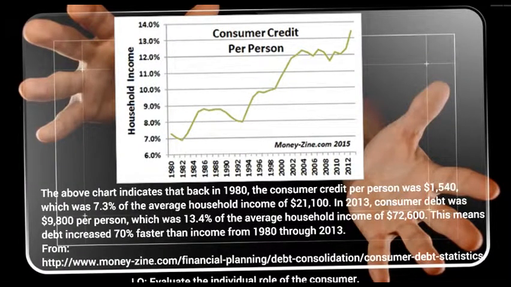The above chart indicates that back in 1980, the consumer credit per person was $1,540, which was 7.3% of the average household income of $21,100. In 2013, the consumer debt was $9,800 per person, which was 13.4% of the average household's income of $72,600. This means that debt increased 70% faster than income from 1980 through 2013.